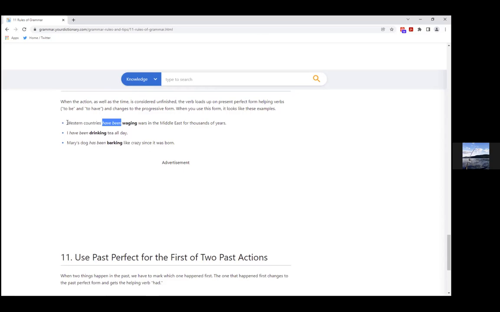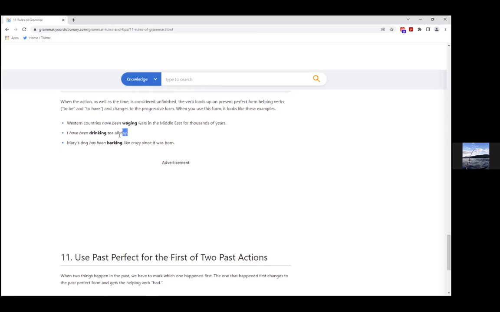But you would say the Western countries have been waging wars. So you're separating and adding these two different points and verbs in order to define not just that this is a past and ongoing tense, but that it has been. So in the past and the present, this is occurring. So we say here, Western countries have been waging wars in the Middle East for thousands of years.